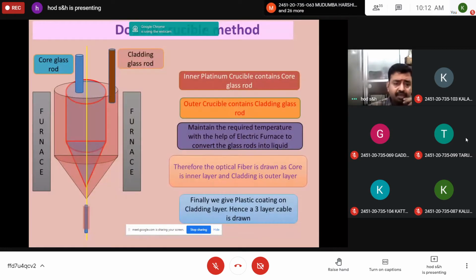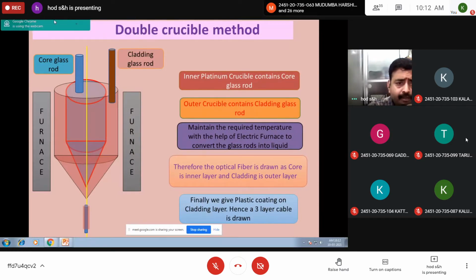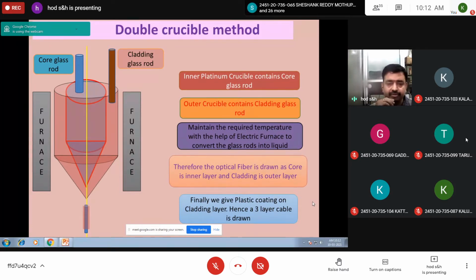Please take this diagram, double crucible method. You must draw this diagram. So the technique by which you can prepare an optical fiber, such an important technique, is the double crucible method. Please take this diagram. First I'll explain, then we'll share the notes for this.